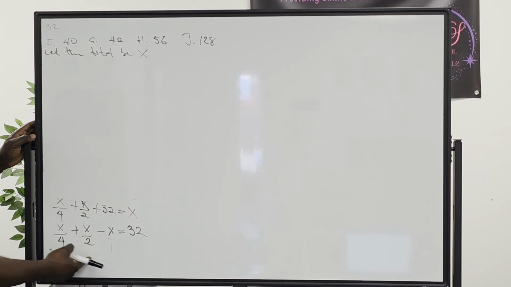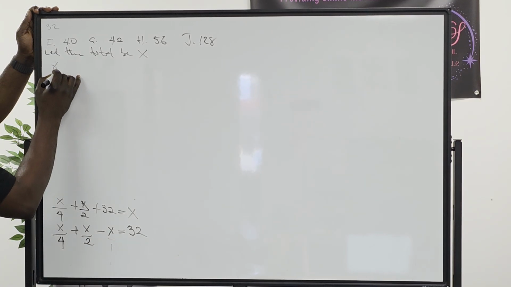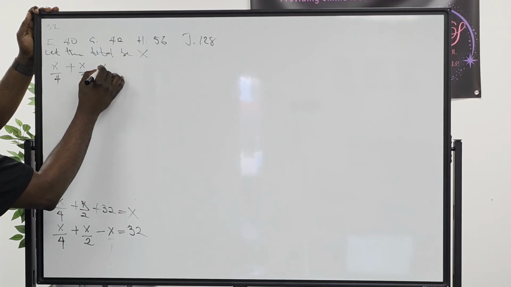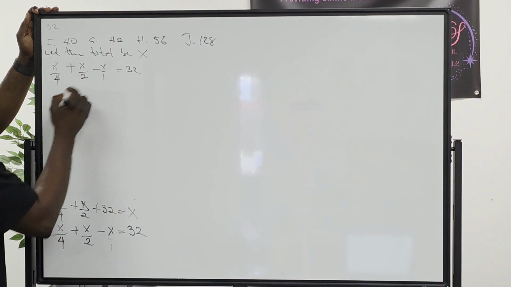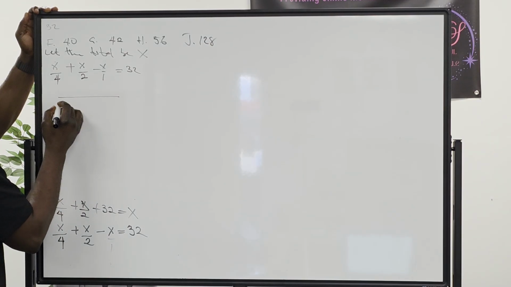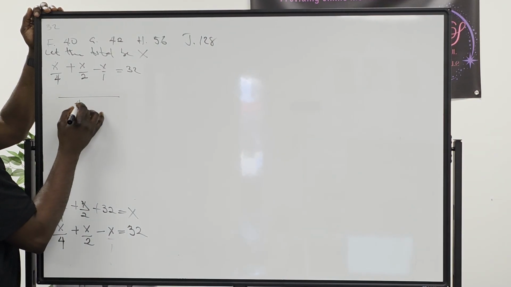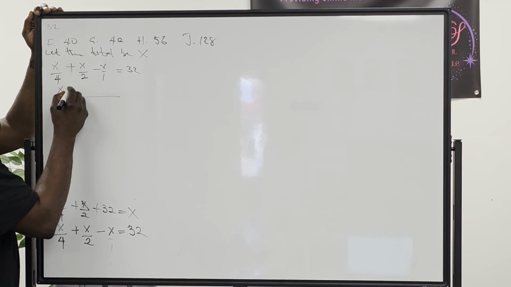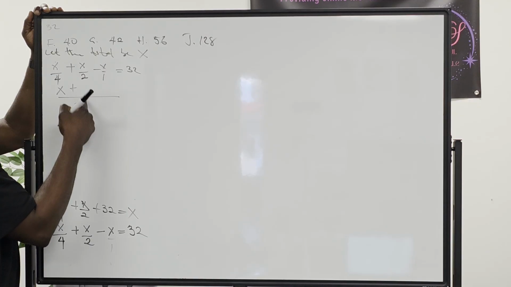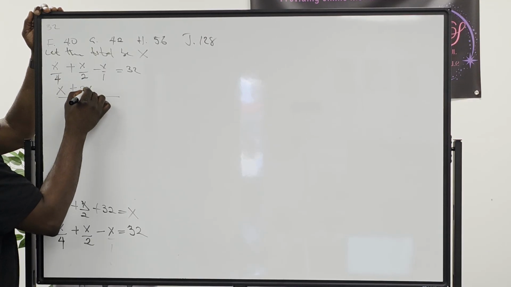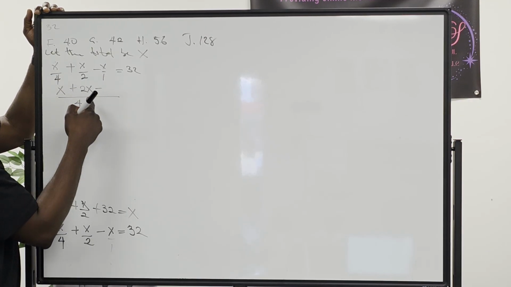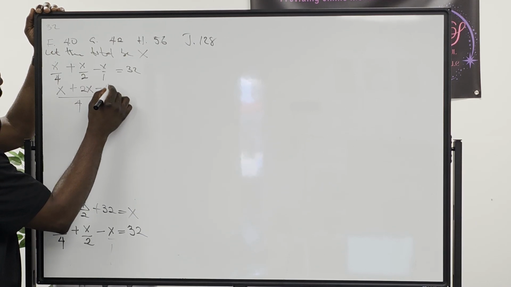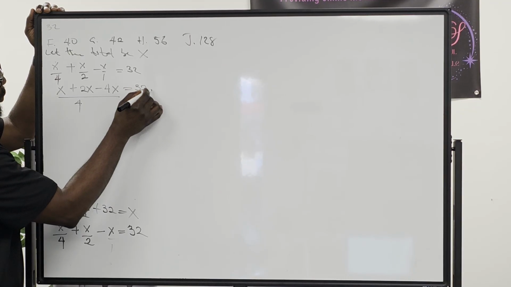So we can take the fraction of this. We have x/4 plus x/2 minus x/1 is equal to 32. The common thing here is 4. So we have 4 in 4 is 1, so we have x. 1 times x is x, plus 2 in 4 is 2, 2 times x is 2x, minus 4 times 1 in 4 is 4 times x is minus 4x, is equal to 32.